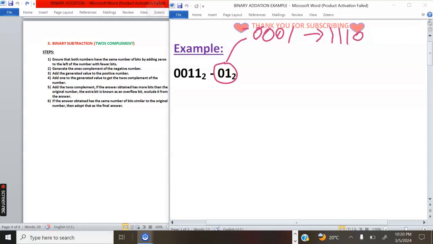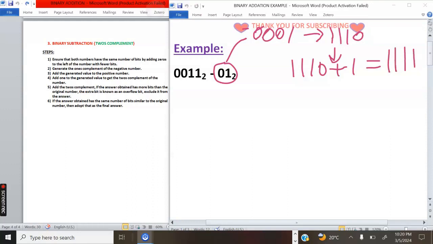You add the generated value to the positive number. You had 0, 0, 1, 1. So what am I supposed to do? I will have this generated number, I'm still working with this one, 1, 1, 1, 0 plus 1. Remember the rules? Whenever we have 0 plus 1, it's supposed to give you 1. Therefore, the answer will be 1, 1, 1, 1.